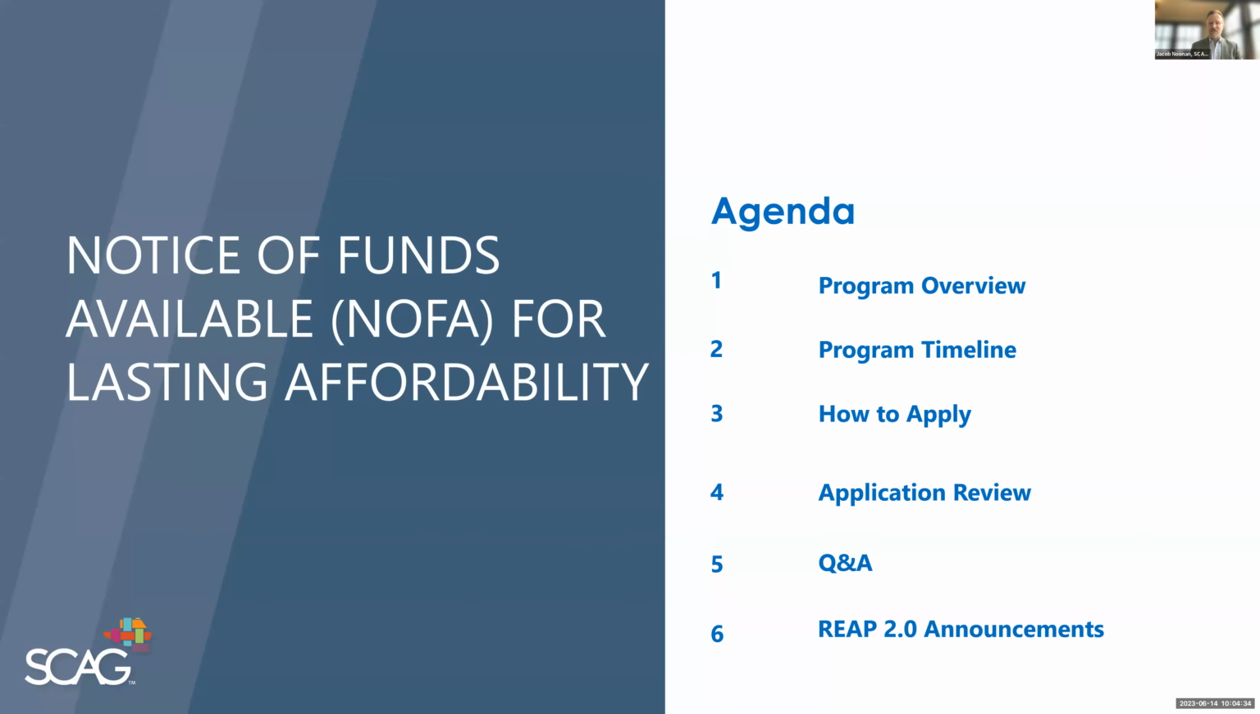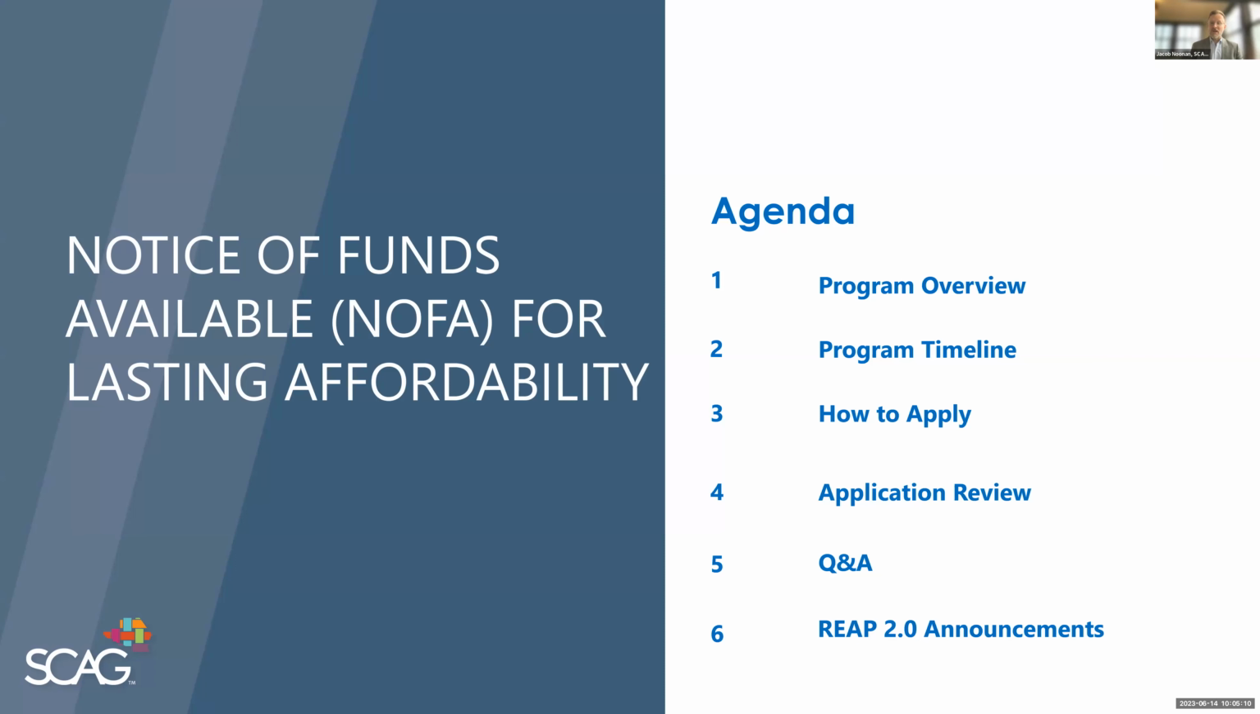For the presentation today, our agenda, we will do a brief review of our Regional Early Action Planning Grants of 2021, or REAP 2.0 program. This is the source of the funding for this NOFA. We will look at the program timeline, review how to apply to this NOFA, and review the application, and then provide an opportunity for questions and answers. As I mentioned, we do have some general REAP 2.0 announcements as well.